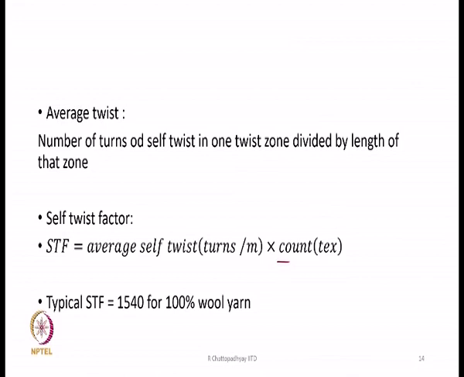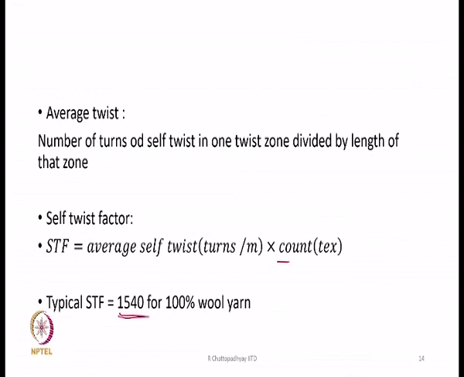and typically the twist factor for self twisted yarn is around 1540 for 100% wool yarn. So, a typical value is given here, so that we get some idea what kind of twist factor could be there in the case of wool yarns.